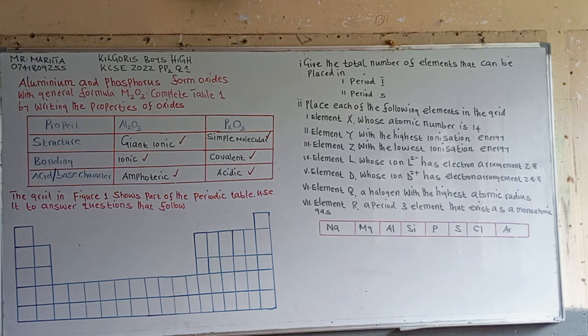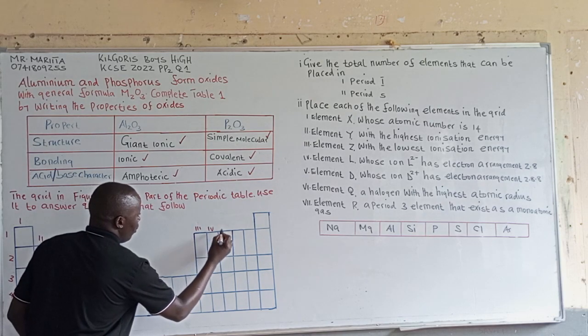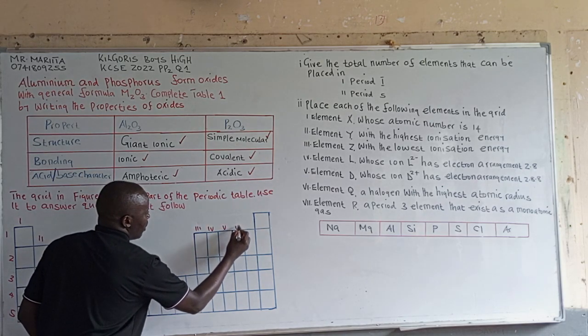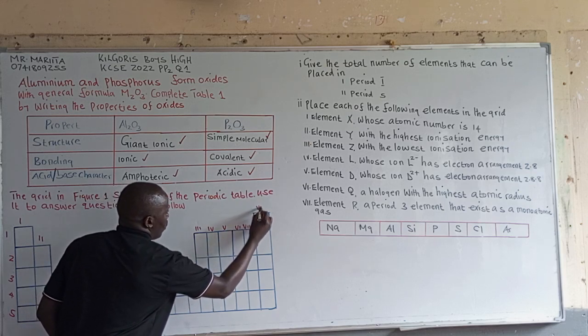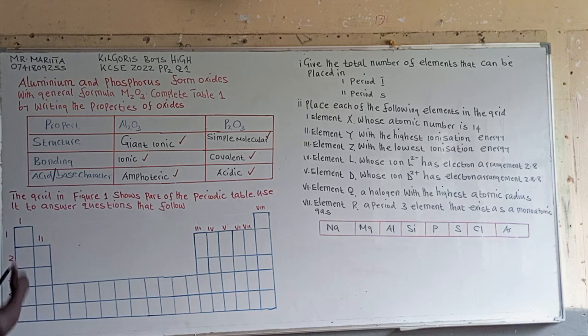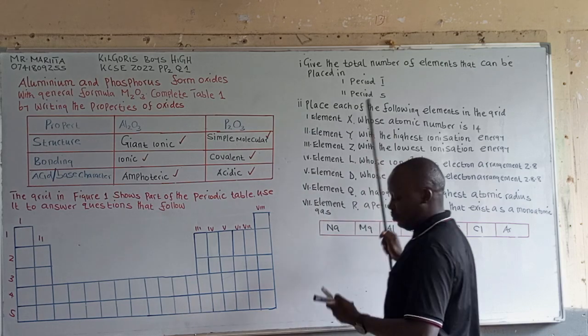So this one is group 1, this one is period 1. So we have period 1, period 2, period 3, period 4, and then period 5. We can have group 1, group 2, then group 3, group 4, group 5, group 6, group 7, and finally group 8. So the vertical represents the period, and the horizontal one represents the group.